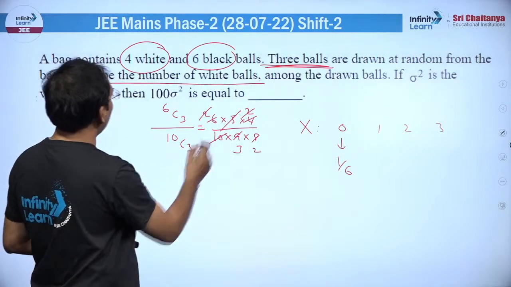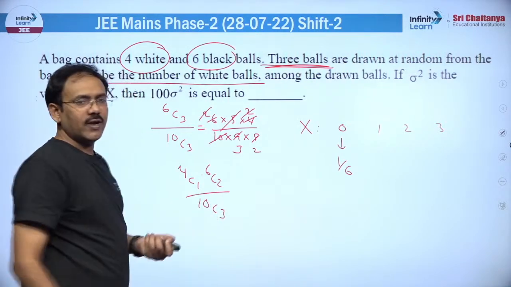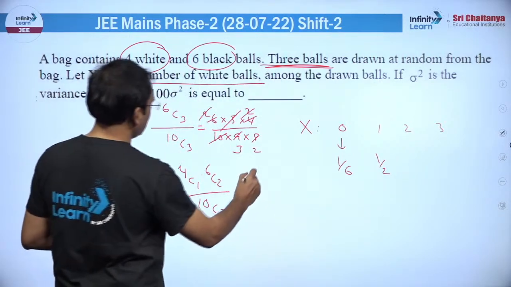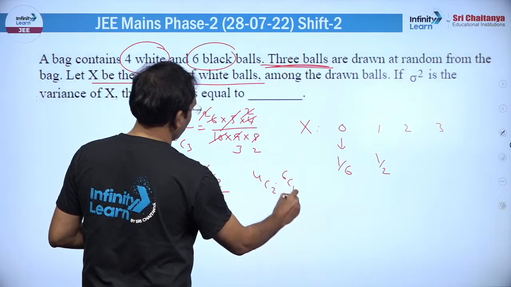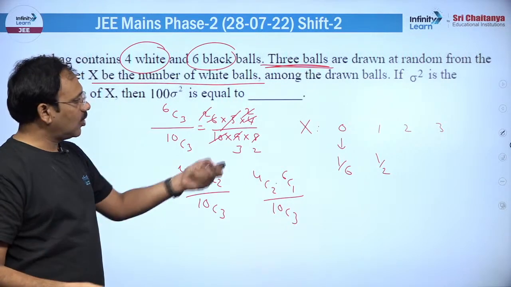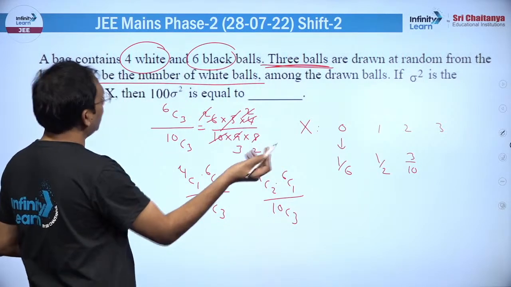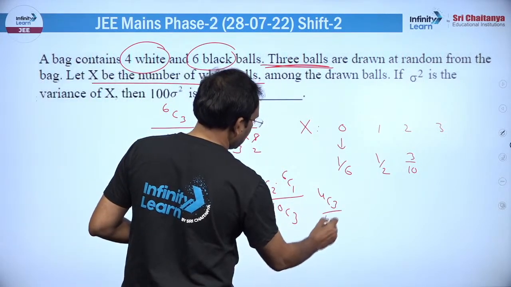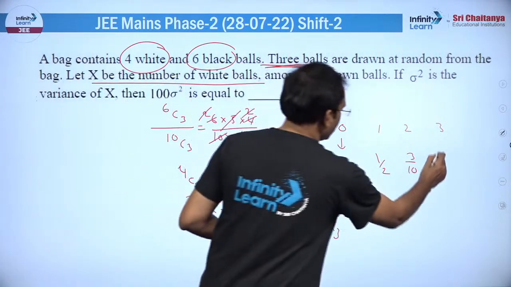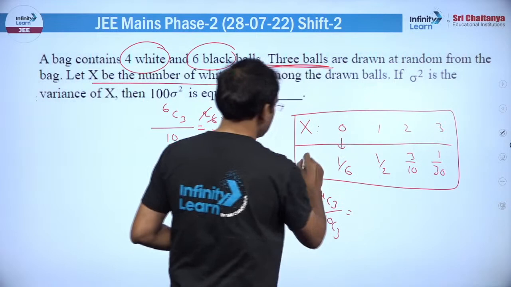For example, 1 white means 4C1 into 6C2 by 10C3 you have to find. With this you are going to get 1 by 2. In the same way, 2 white means 4C2 into 6C1 by 10C3, which gives the probability for x is equal to 2, which is 3 by 10, and 3 white balls means 4C3 by 10C3 you need to find. You will get the probability of getting 3 white balls, which is 1 by 30. Now your probability distribution is ready, my dear friends. This is p of x.